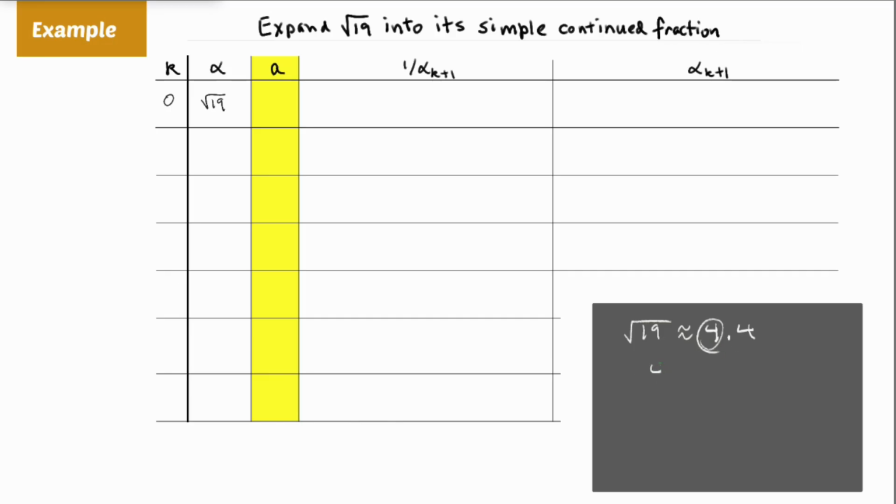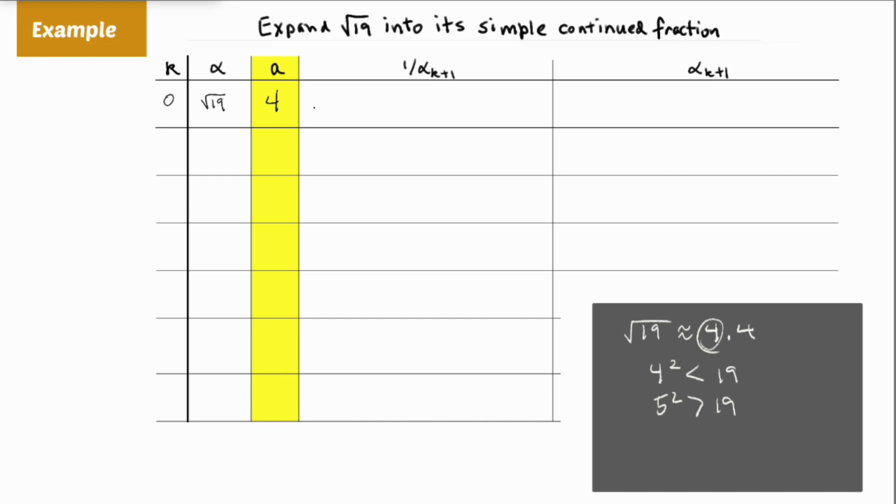Another way is we can note that 4 squared is less than 19, but 5 squared is greater than 19. A0 is the largest integer less than the square root of 19, so same result, it's 4. We enter 4 in the table. For 1 over alpha k plus 1, which is the remaining fraction, we want the exact value, not an approximation like about 0.4, which we have on the blackboard.